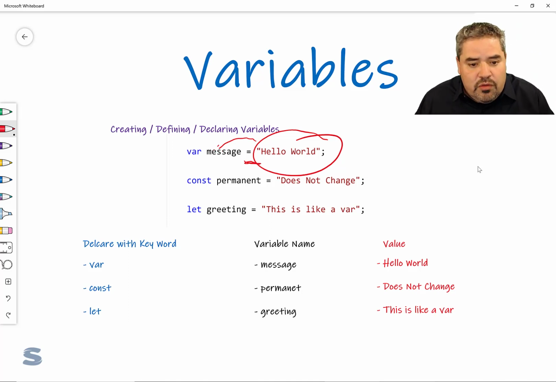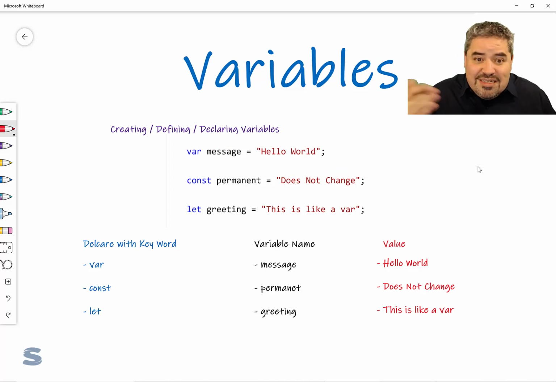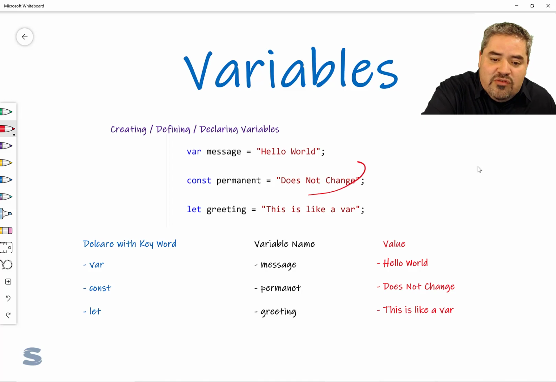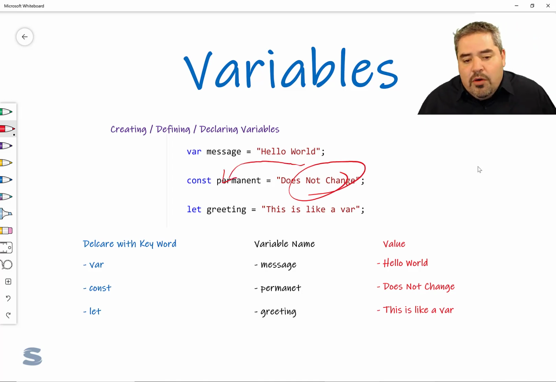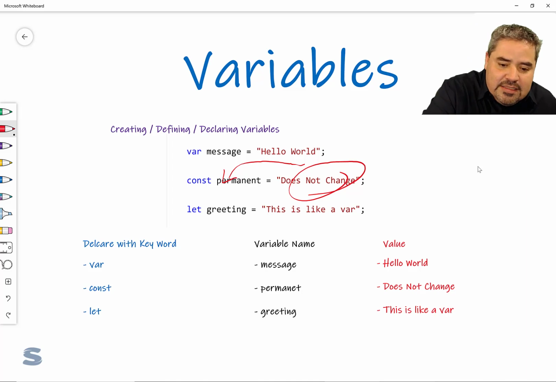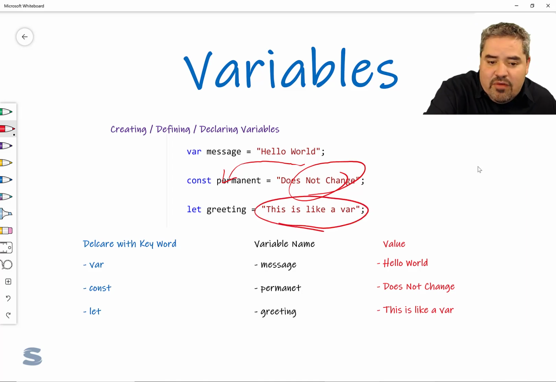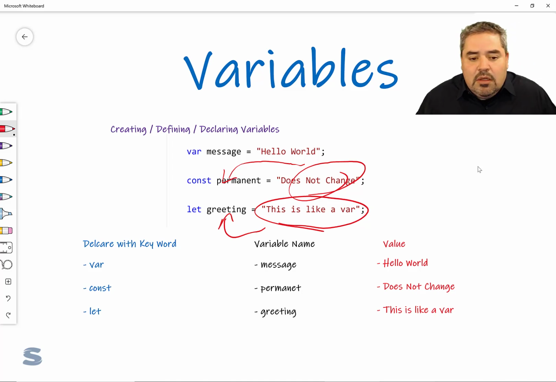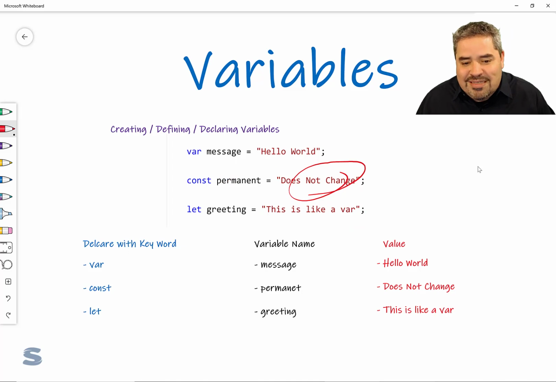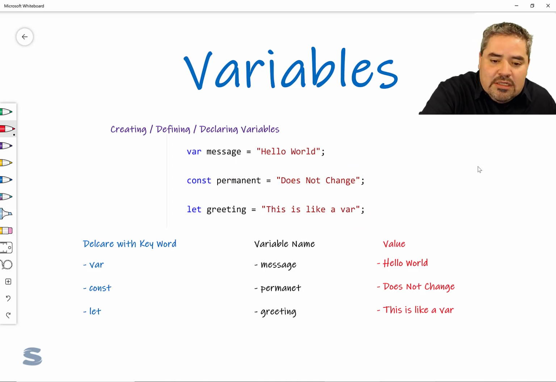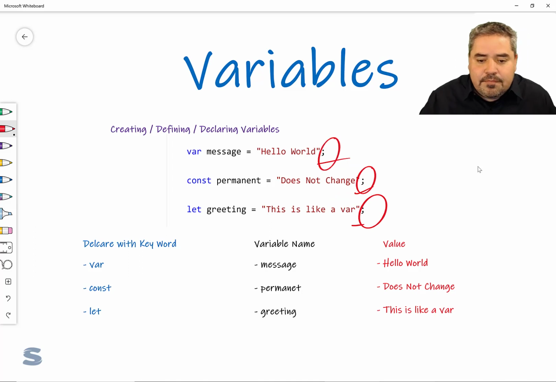The value that we want to assign goes on the right-hand side. Equals does the assignment. So here's this value, being assigned to the variable called permanent. Then the next value, this is like a var, is being assigned to the variable named greeting. So equal means assignment, right? One equal means assignment. All the statements in JavaScript, notice they end with the semicolon.